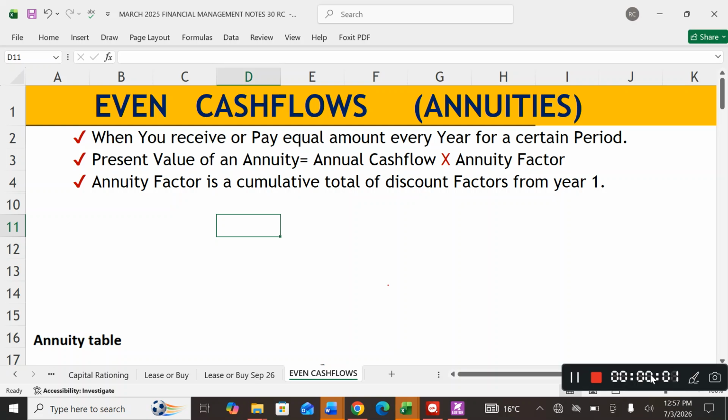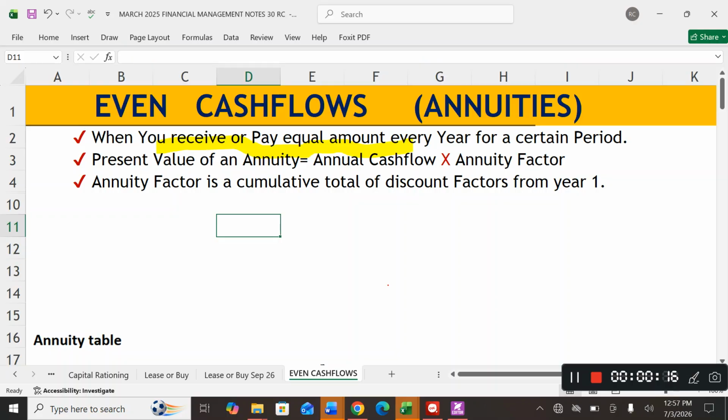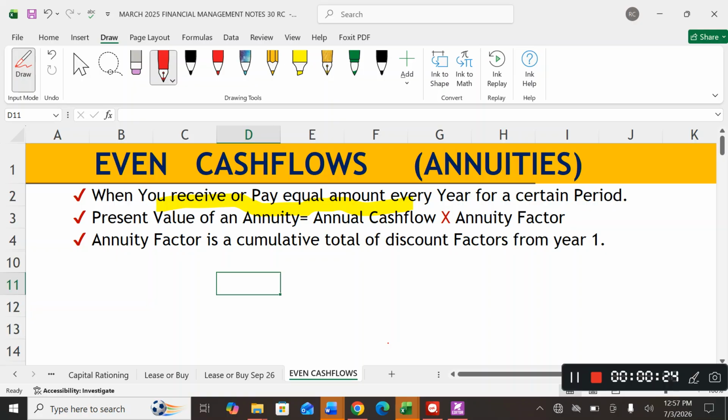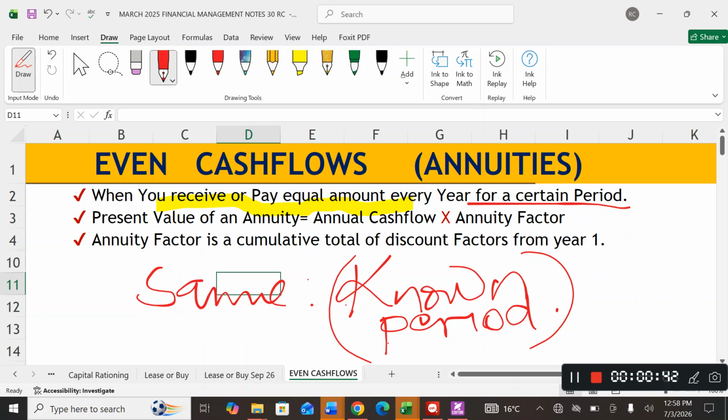Okay, let us look at the even cash flows or annuities. An even cash flow or an annuity occurs when you receive or pay an equal amount every year for a certain period of time. What is critical here is that the amount that you receive or pay is the same each year, and also for a known period, from start to end. We call it an annuity.